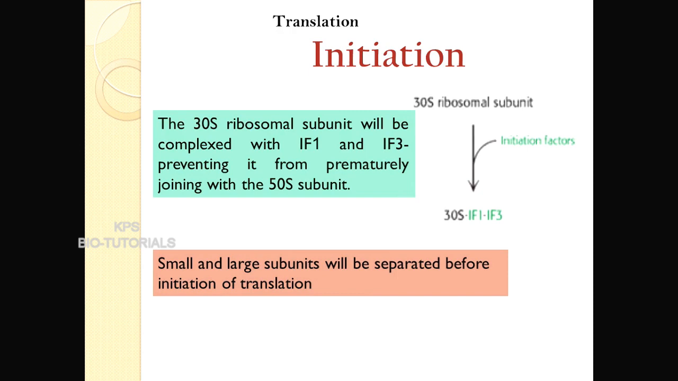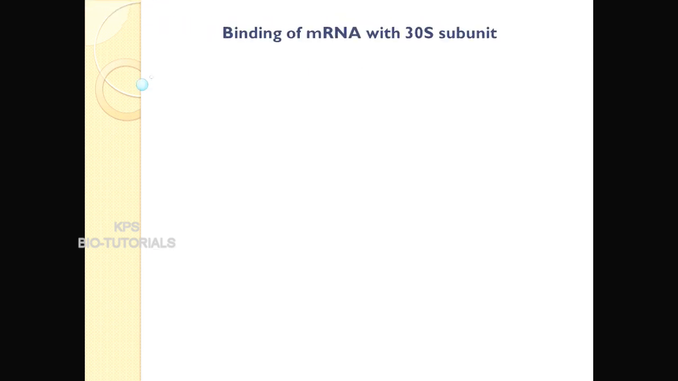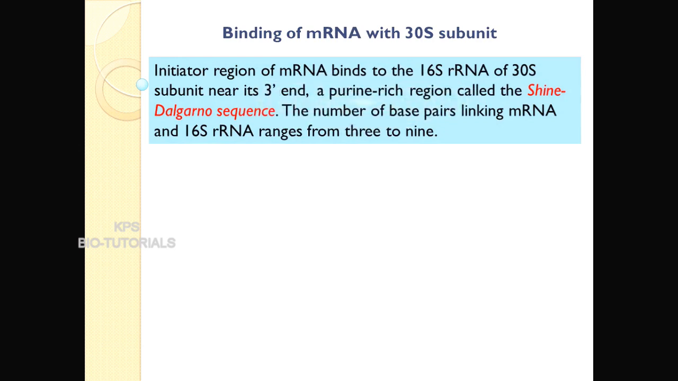The first step in the initiation of translation is binding of mRNA with the 30S subunit. The binding of mRNA with the 30S subunit occurs by base pairing of a particular sequence in the mRNA, namely the Shine-Dalgarno sequence, which is located a few base pairs upstream of the start point. The start point in mRNA is the first codon, that is AUG. About 10 base pairs upstream of this start codon in the mRNA, there is a special sequence, namely the Shine-Dalgarno sequence.